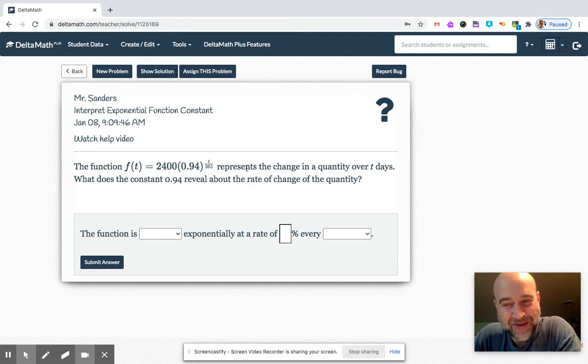So how are 365 and days related? That would be a year. So this function is decay at a rate of 6% decrease every, in this case, every year, because of how it is related to the exponent. Okay.